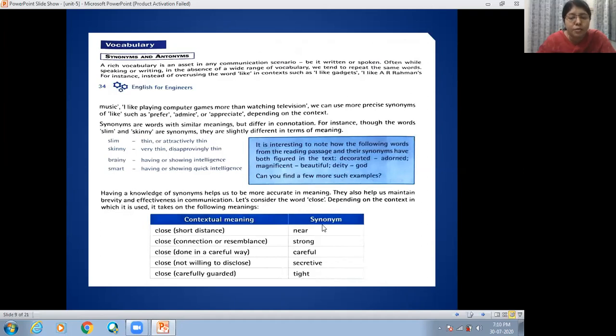So how many synonyms do we have for the word close? So we have near, strong, careful, secretive, and tight. So this is used. Now what is a synonym actually? Synonyms are words with similar meaning but differ in connotation. Okay.